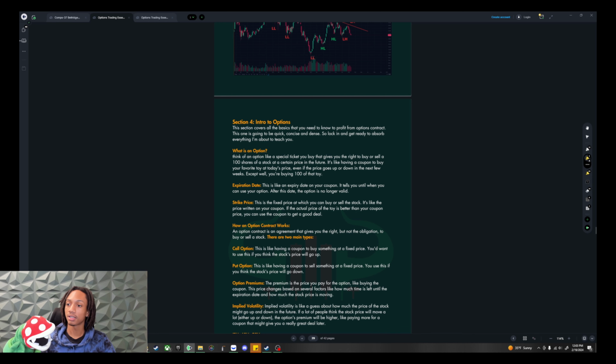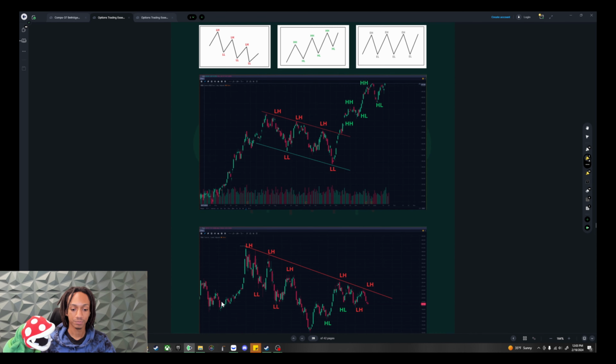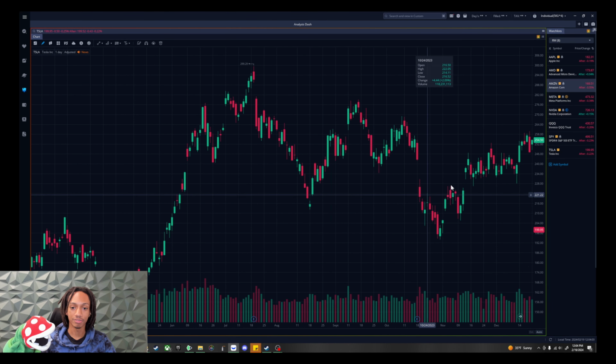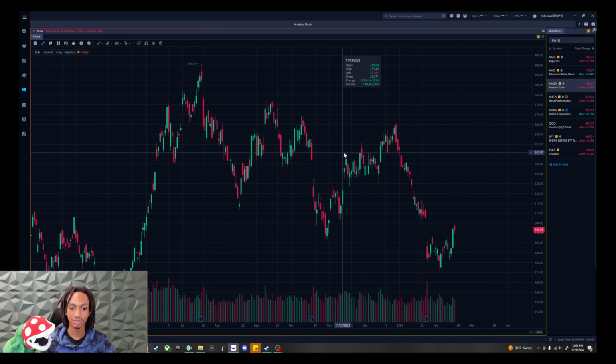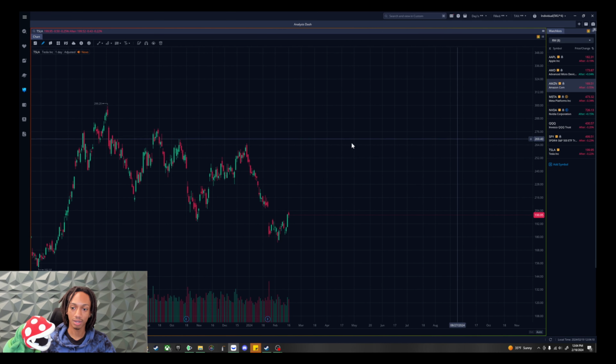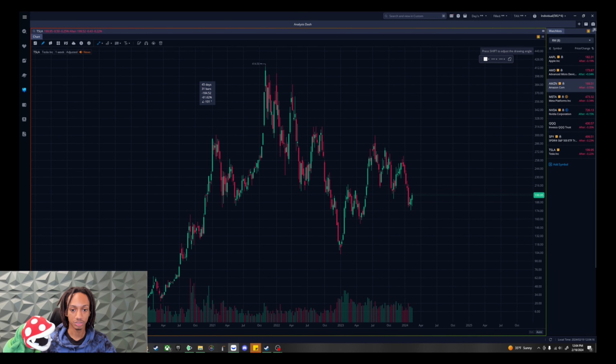Now we're just going to move on to section 4, introduction to options. All right, let's go on. I want to show you live real examples on Webull. So this is the same chart that I was showing you, Tesla. I draw the trend line, right? So draw the trend line. Oh, let me go on the weekly chart.